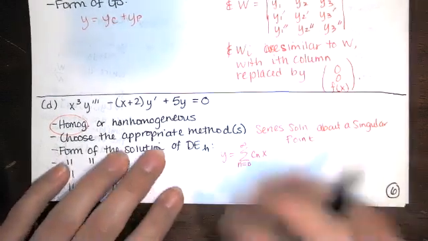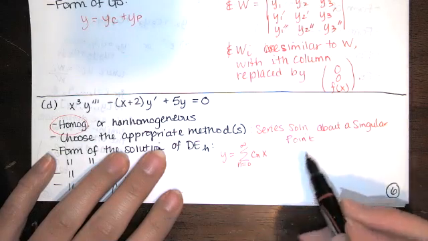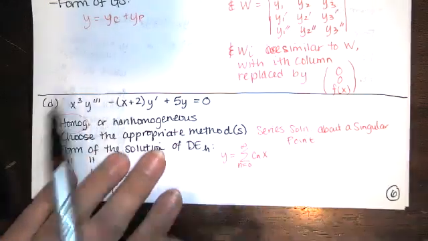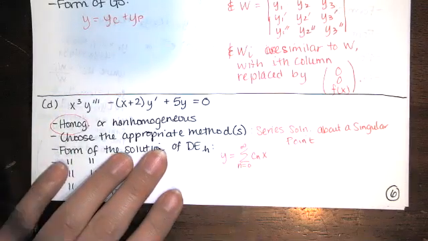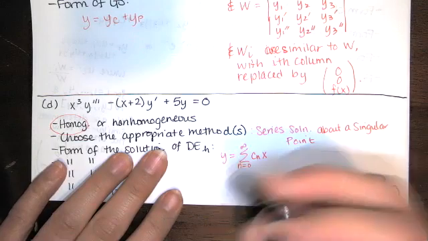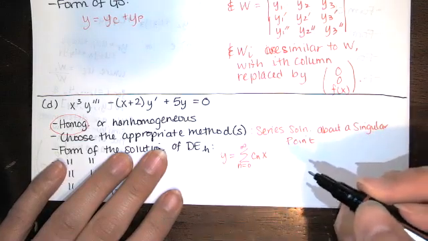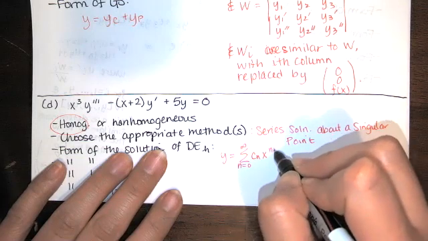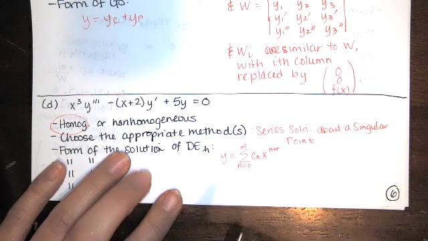Now, if you wrote c sub n times x to the n, that's going to be fine if it were an ordinary point rather than a singular point. But let's say it's a regular singular point, which is another detail we didn't get to in this class this semester. In that case, I would want this to be x to the n plus r, where r is a number to be determined by us.